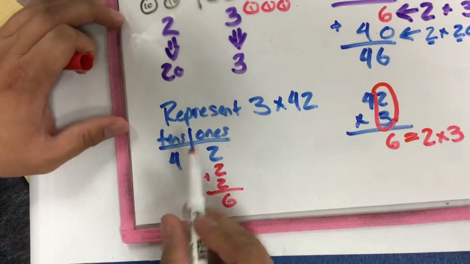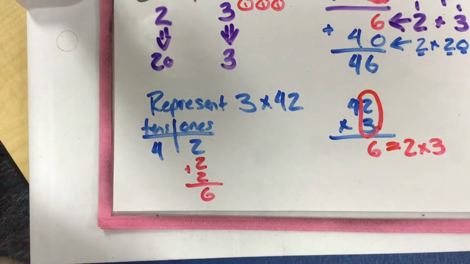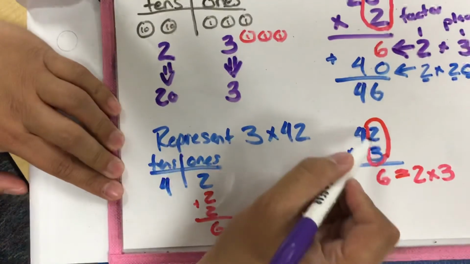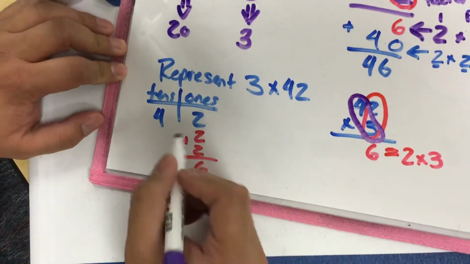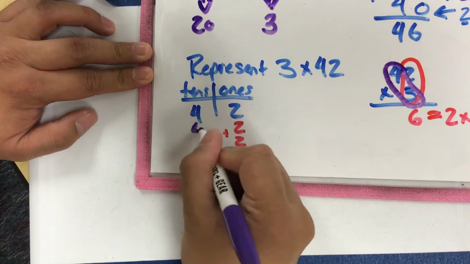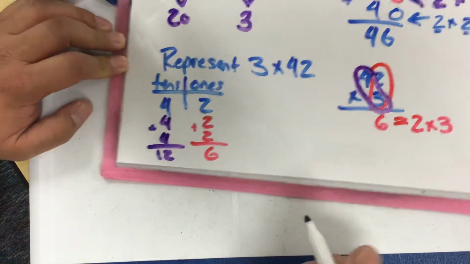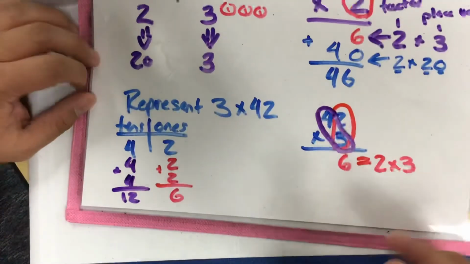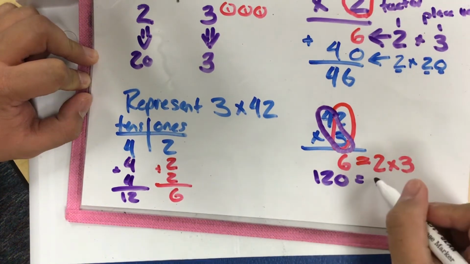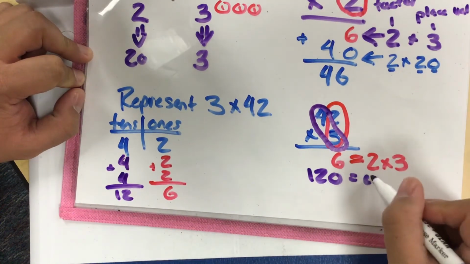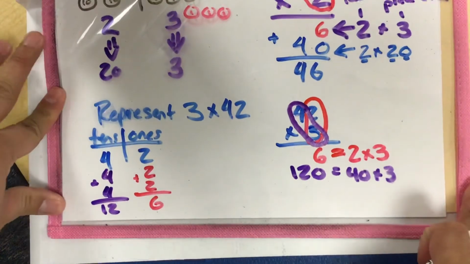Okay? Now, we have 4 10s, and we want to have our 3 groups of 4 10s. So I'll circle that in purple. So now we're going to have 4, 8, 12. So that's 12 10s. And if we count 12 times 10, we know that's going to be 120. Okay, so we know 40 times 3 equals 120.